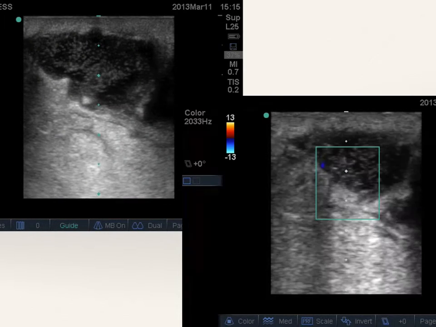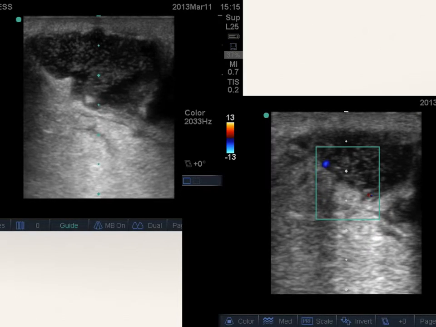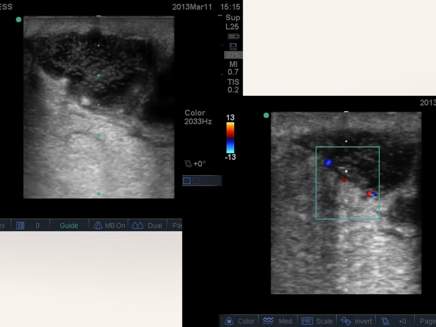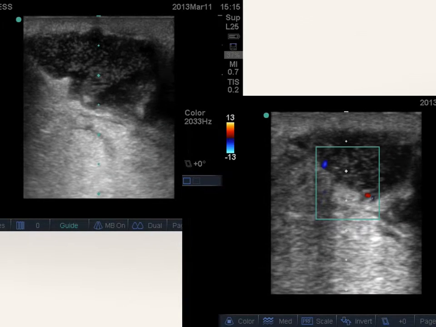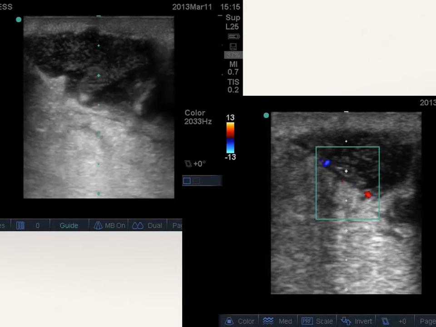Well, what do we do with that? Everything else was saying it was an abscess. In this case, while it does have flow, it only appears to be flow on the periphery of the abscess. It doesn't have flow going straight through it.